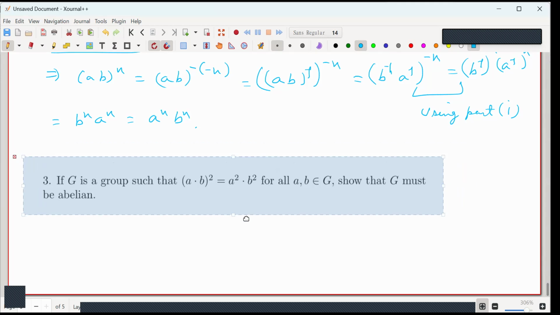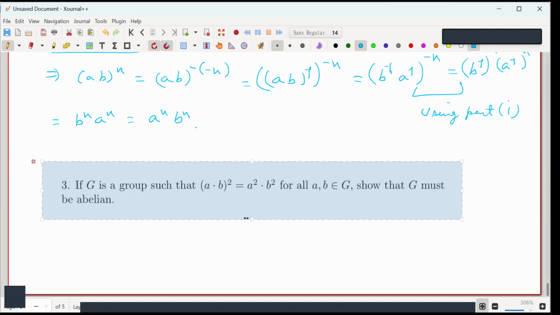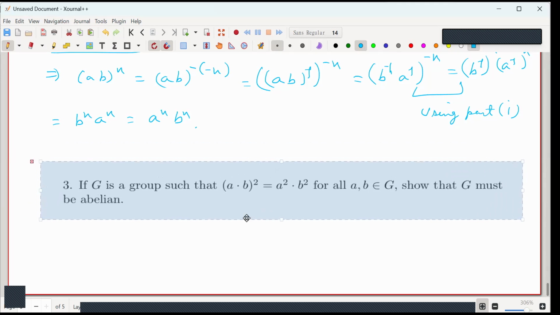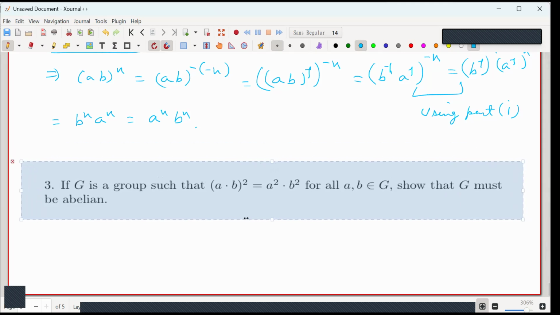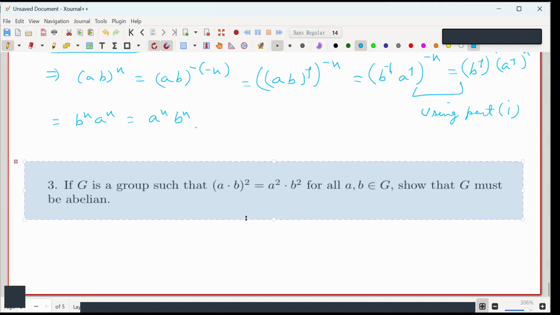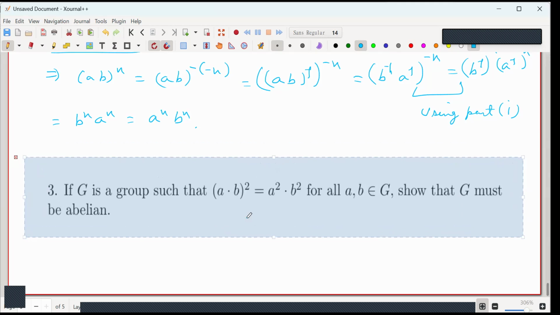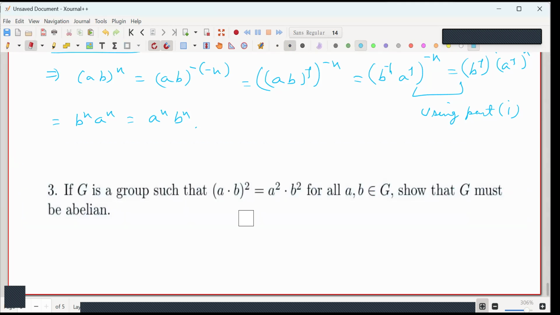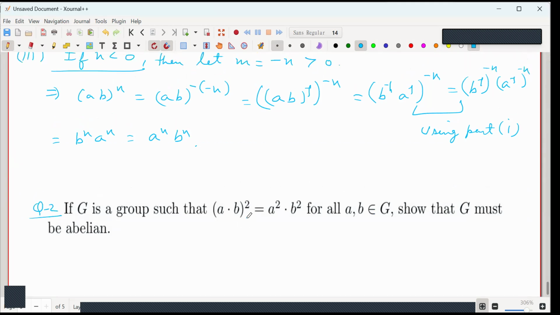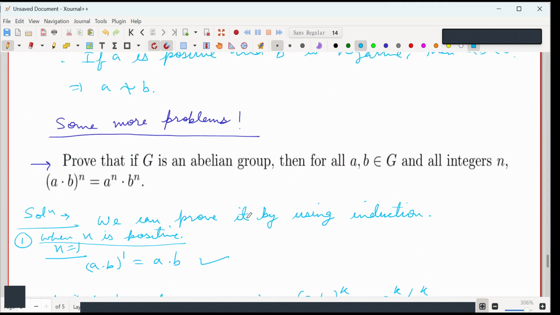If G is a group such that (AB)^2 is A^2 B^2 for all A, B in G, then we need to show that G is abelian. Again, you can forget this number. This is coming due to some reason. Yeah, I can write question 2, and so got the problem, right?